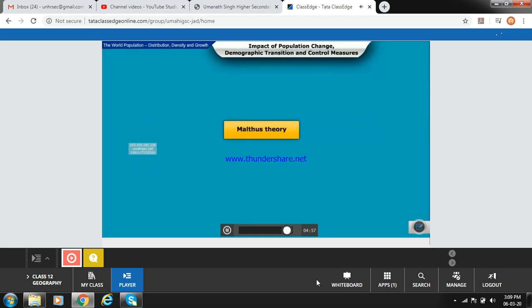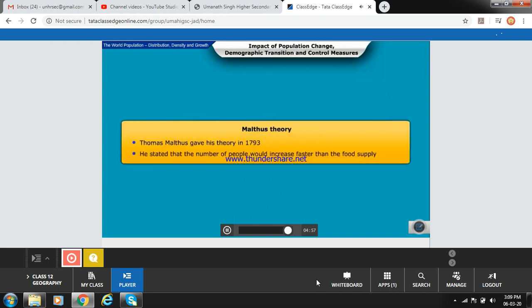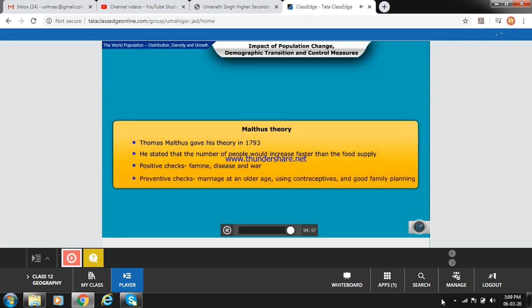Thomas Malthus, a population theorist, in his theory in 1798 stated that the number of people would increase faster than the food supply. He proposed 2 ways of controlling population: positive checks and preventive checks. Positive checks included war, famine, disease, etc., and preventive checks included marriage at an older age, using contraceptives and good family planning. However, for the sustainability of resources, the world will have to control the rapid increase of population.